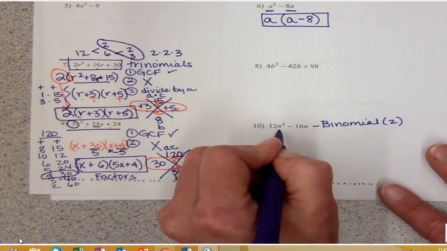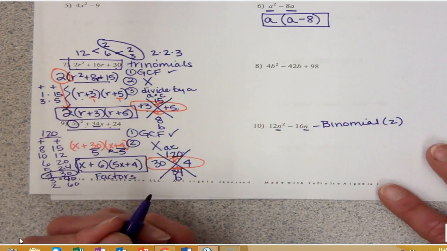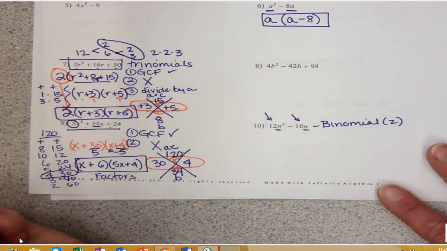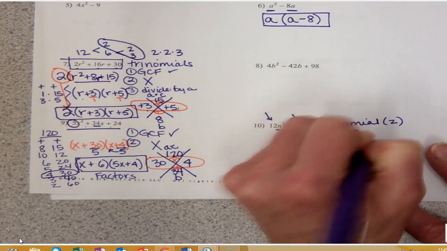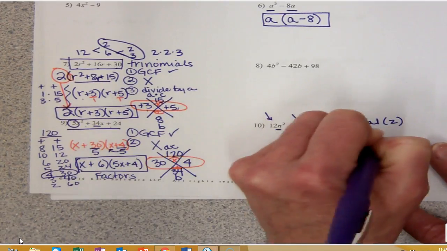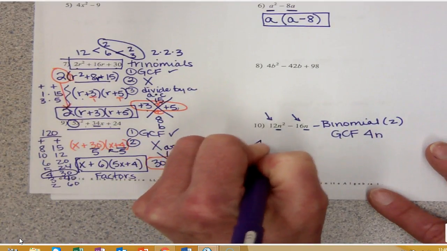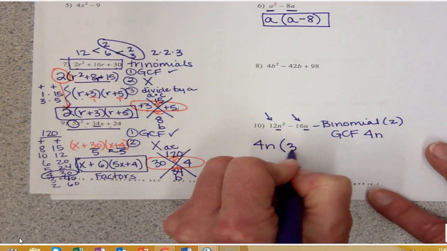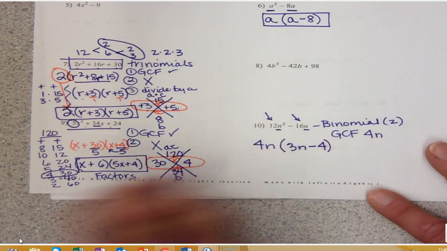But what I do see is that there are n's in both terms. And I also know, because I'm really good at my math facts, that 4 divides into both of those evenly. So I do have a GCF of 4n. So I'm going to factor out my 4n and just see what happens. What am I left with? I'm left with 3n minus 4.